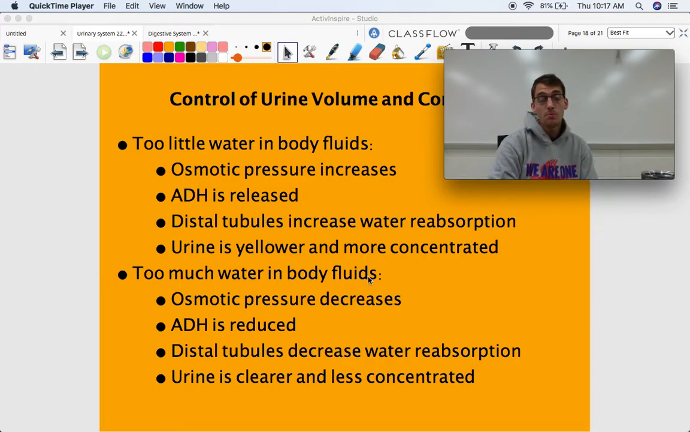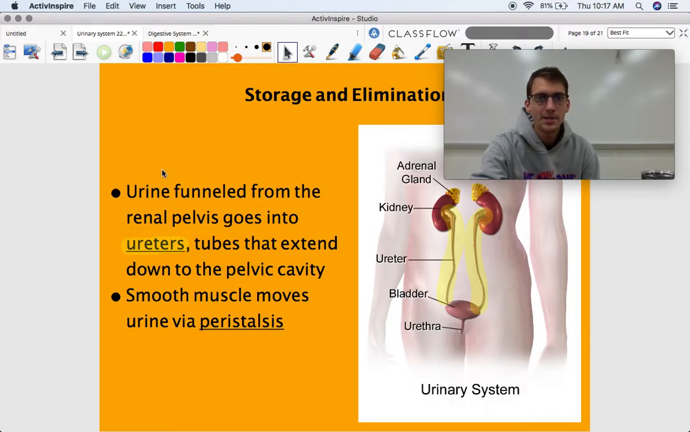And then if there's too much water in your bodily fluid, your osmotic pressure decreases. Your body's not going to be releasing as much ADH, your distal tubules are going to decrease water reabsorption, and your pee is going to be clearer, right? It's going to be getting rid of more water as a result. Okay, so the concentration of your pee can tell you a lot about your bodily fluids at that time.